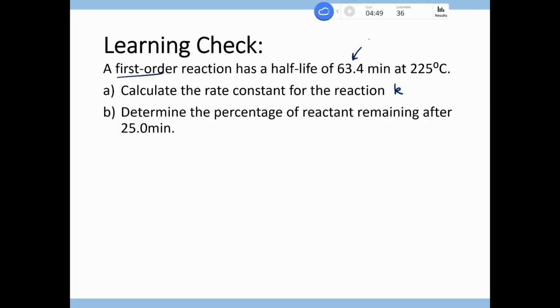So they provide the half-life. They tell us it's a first order reaction. You need to solve for k and use that k value to determine the percent of reactant remaining after 25 minutes. I'll give you all about 3 minutes to get started, and then we'll work through it together. But try at least working on A. Think about what equation you'll use, and maybe what equation you'll use for B. Get started on that. We'll do 3 minutes, so 11:29. We'll come back together.